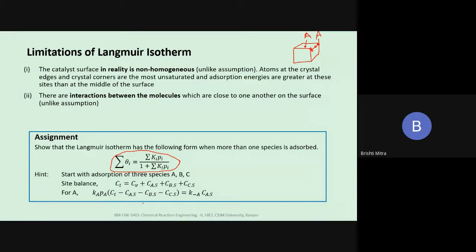So instead of Cv, that means the number of vacant sites, we write it as total sites minus the adsorbed species. Because there is more than one adsorbed species here, for one it is C_AS, for the second species it is C_BS, and for the third species it is C_CS. Then my Cv can be written as C_T minus C_AS minus C_BS minus C_CS. And then you can divide your ka by k_minus_a to get capital Ka, and then you can have an expression for theta A.